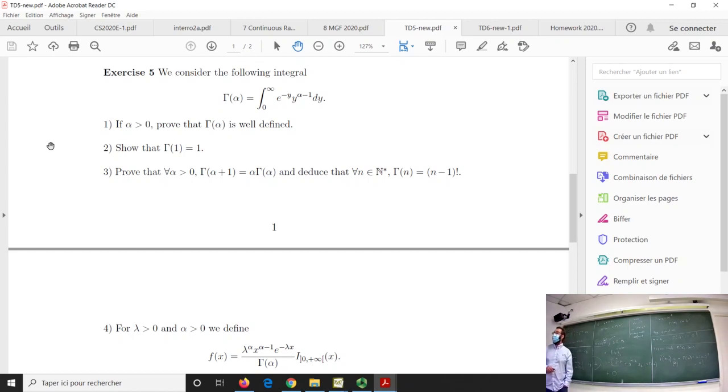Do you have some questions concerning this? Just keep in mind, I repeat, that when you have a mapping that is defined as an integral, if you want a relation involving two such mappings, integration by parts is not a bad idea to have in mind. Okay?